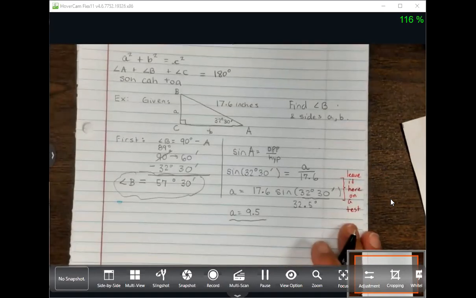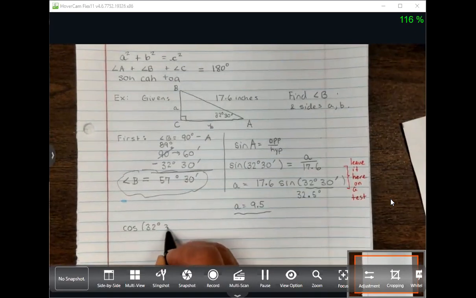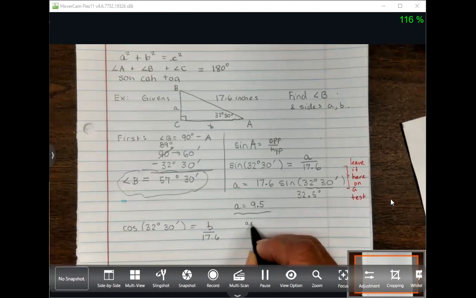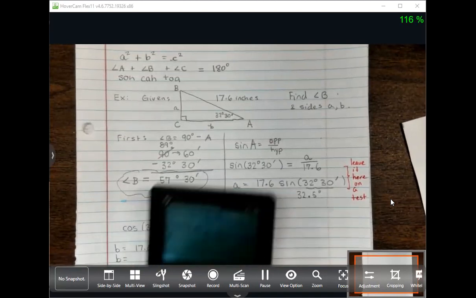So now I'm going to say that the cosine of 32 degrees, 30 minutes is equal to adjacent over hypotenuse. And so again, on your test, you would just write that B is 17.6 times the cosine of 32 degrees, 30 minutes. But I'm going to go ahead and get it to one decimal place. So here we go again.